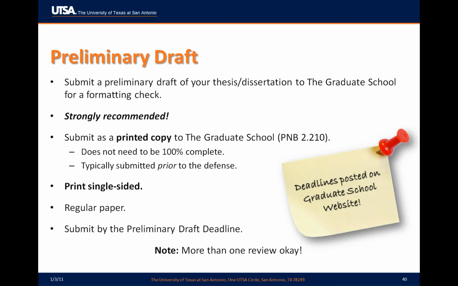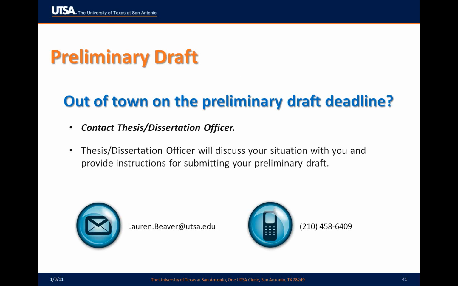So the basic process, keep this in mind for your preliminary draft, is that you will turn in a printed copy to the graduate school on or before the preliminary draft deadline. Within 1 to 3 days, I will go over your document and mark some revisions, and at that time, I will then contact you by phone or email to schedule an appointment to go over your revisions and to go over the final requirements and the deadlines. So you do not need to have an appointment to turn in your preliminary draft. The appointment comes later.